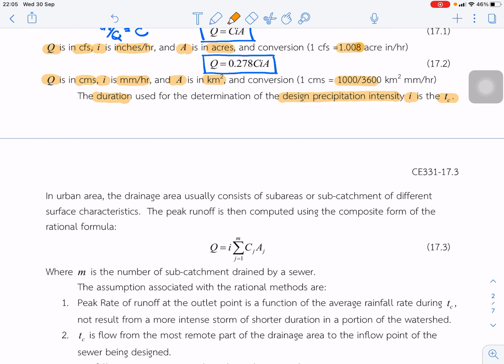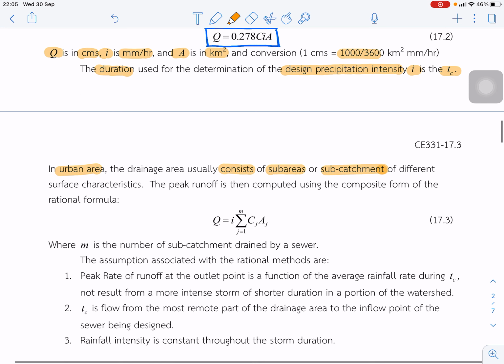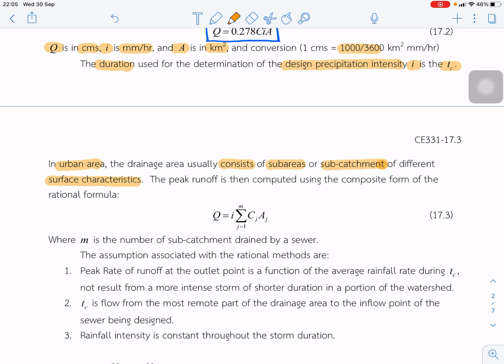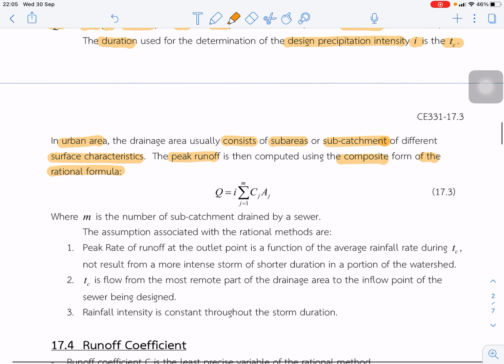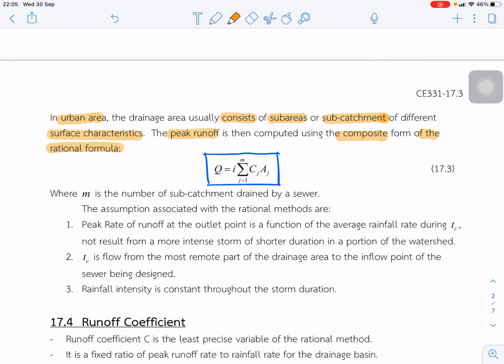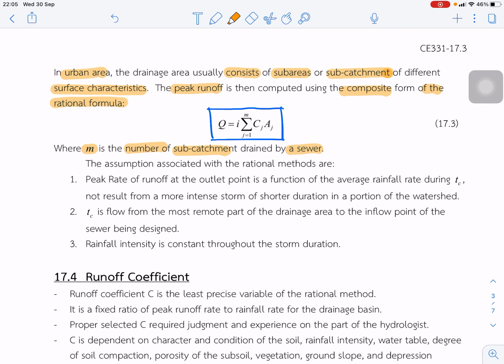Okay. In an urban area, the drainage area usually consists of sub-areas or sub-catchments of different surface characteristics. So the peak runoff is then computed using the summation or composite form of the rational formula. Okay, so we divide the area into J areas, and each area has its own runoff coefficient. So we just multiply C with A and sum the CA to get the Q, where M is the number of sub-catchments drained by a sewer.